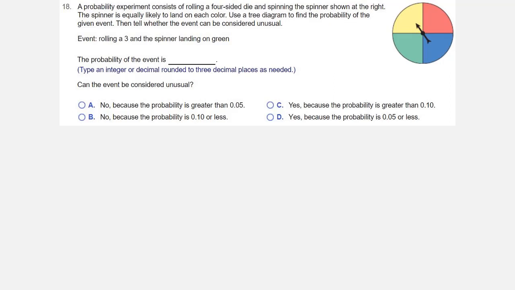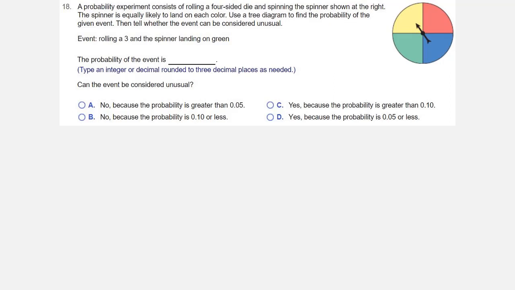Use a tree diagram to find the probability of the given event. Then tell whether the event can be considered unusual. The event is rolling a 3 and the spinner landing on green. So, they said to draw a tree diagram to help us figure this out.